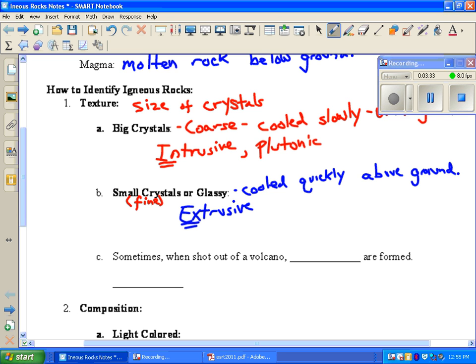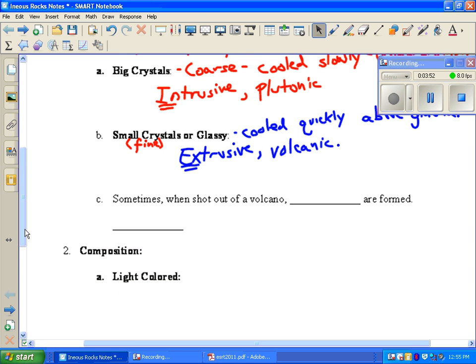Okay, I think of intrusive as being in the ground. Extrusive means it's exited from the ground or it's come out of the ground. Or we call it volcanic, because for the lava to get out of the ground, it has to come out of a volcano. Sometimes when shot out of a volcano, air pockets are formed. So not every time, but sometimes there will be air pockets in the rock. And if air pockets are in it, we call it vesicular.